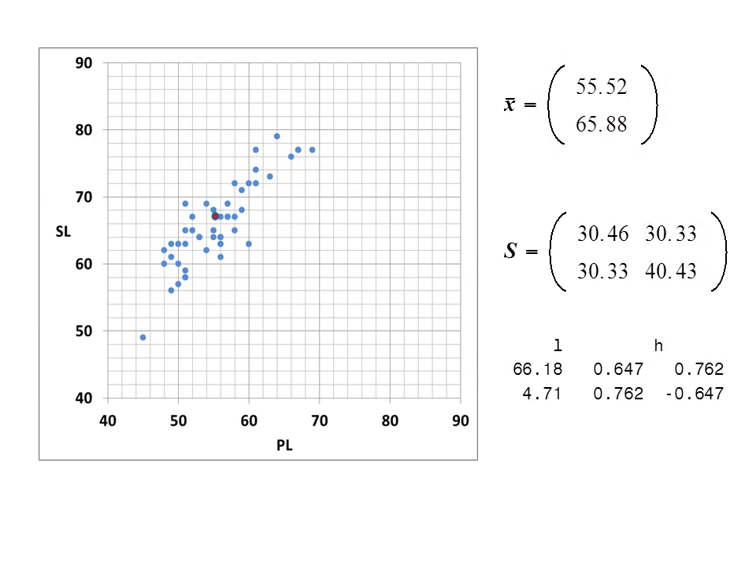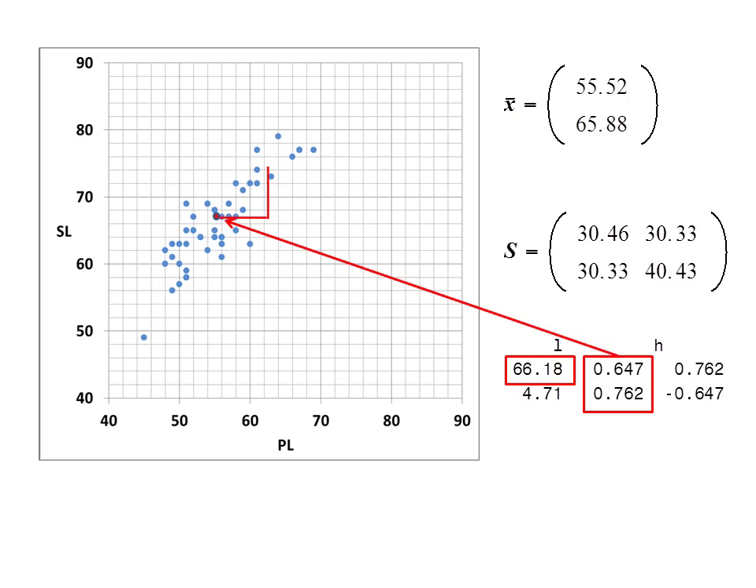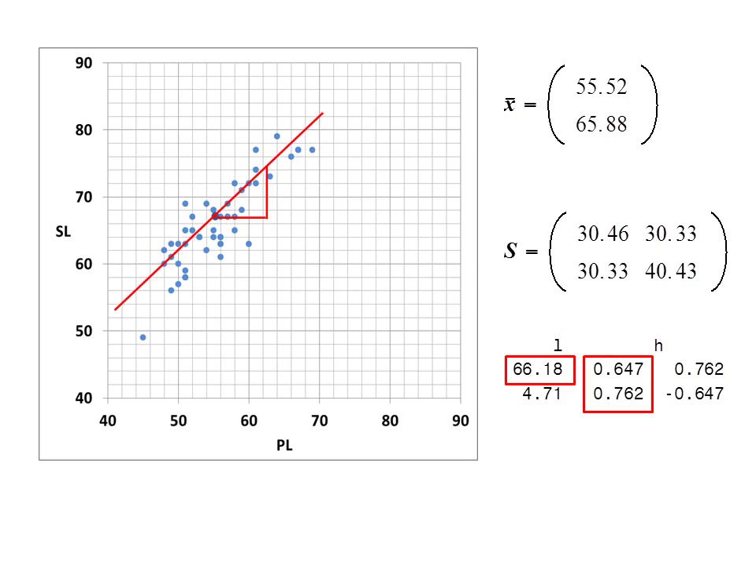Next, we look at the eigenvalues and normalized eigenvectors of the covariance matrix. Starting with the eigenvector that corresponds to the largest eigenvalue, we draw this vector from the center of the data. This vector will point in the direction of the largest variance of the data. The length of this vector is proportional to the corresponding eigenvalue of 66.18.